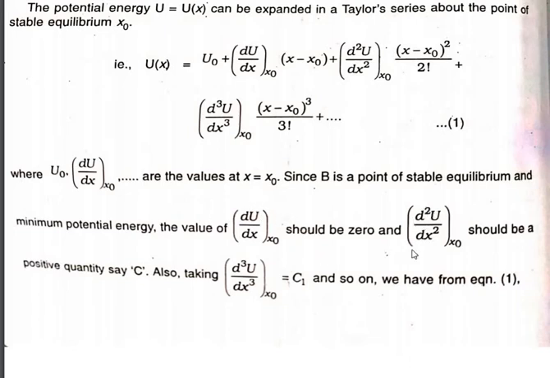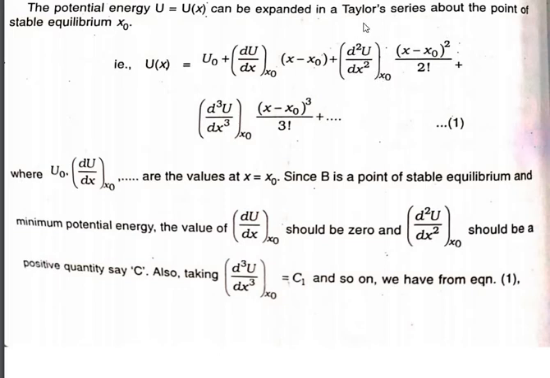Okay, but d square u by dx square has a value, a positive quantity. It is written as c. And d cube u by dx cube is taken as c1. So we can rewrite this equation because these two terms vanish and we have these terms in our equation. So u of x can be written as, here d square u by dx square at x0, as it is a constant, is taken as c.